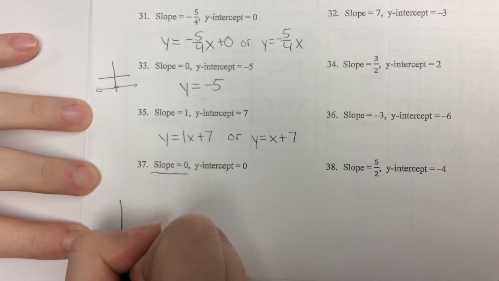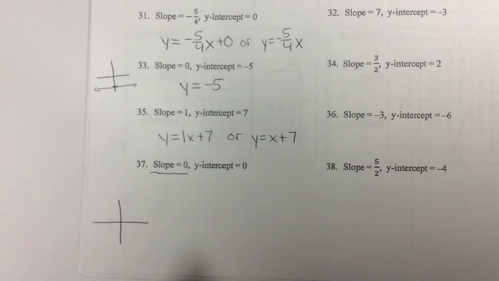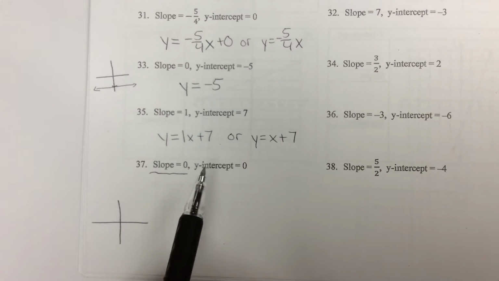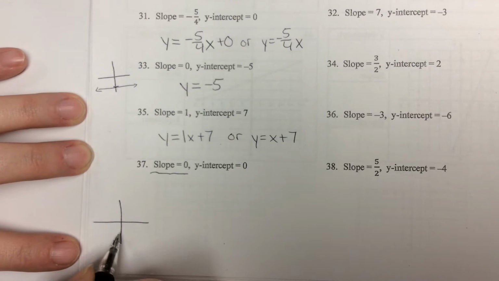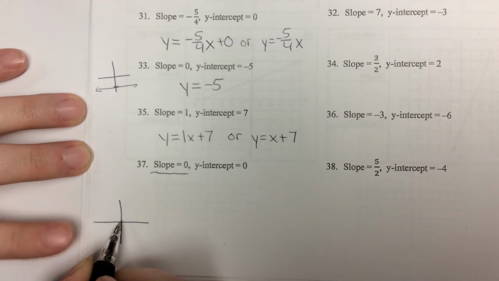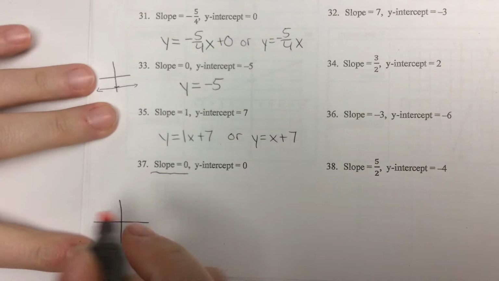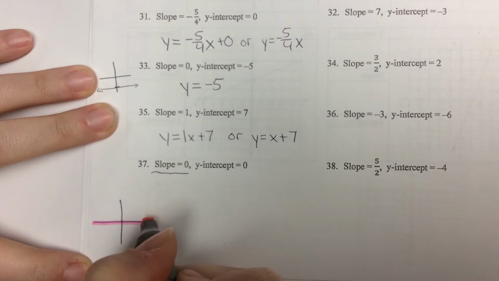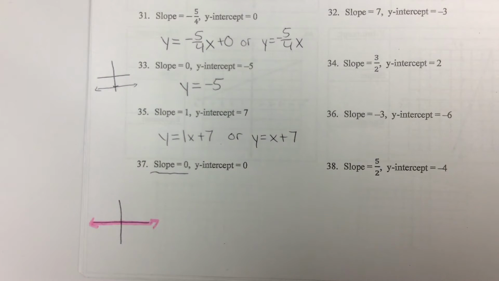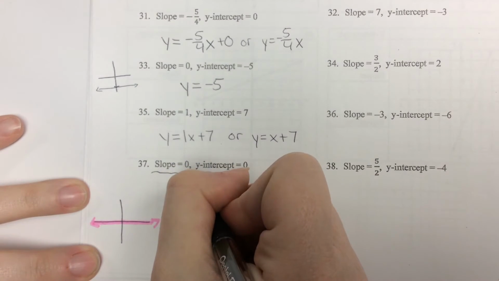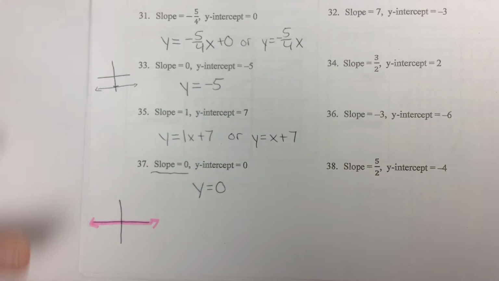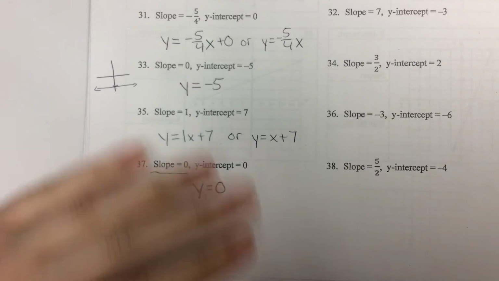So let's visualize this again. If we have a graph and it's a 0 slope, meaning it's a horizontal line, and this horizontal line goes through y equals 0. So where's y equals 0? Right here at the origin. So we have a horizontal line. Let me do it with a highlighter, otherwise you won't be able to see it. We have a horizontal line right on top of what axis? The x-axis. Okay, so how do we write an equation for this? Just y equals 0.